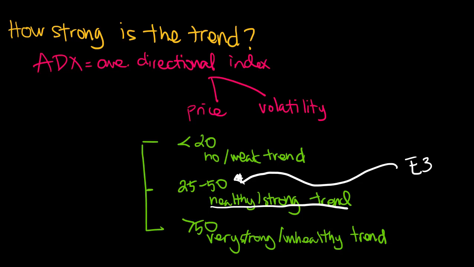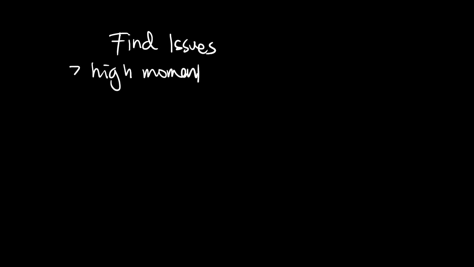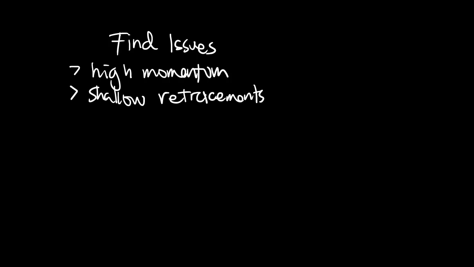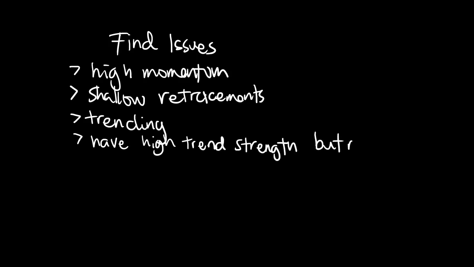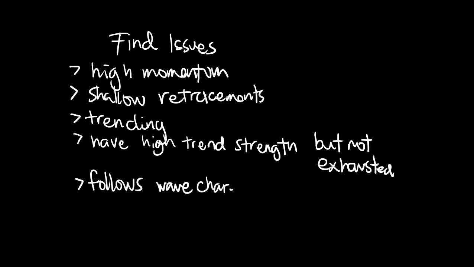In summary, we should find issues that have high momentum, issues that have shallow retracements, issues that are trending. Prices above the 10-day are generally stronger compared to prices resting above the 20-day, 50-day, and so on. We should find issues that have high trend strength but not exhausting, and issues that follow the wave characterization guidelines and rules.